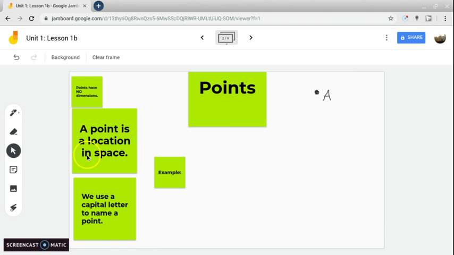A point is a location in space, and we use a capital letter to name a point. Here's an example: A. Really, you could use any letter, but it just has to be uppercase. So let's just use J for Jacob Nash. That's my name. There you go, J. That's all you need to know about points.